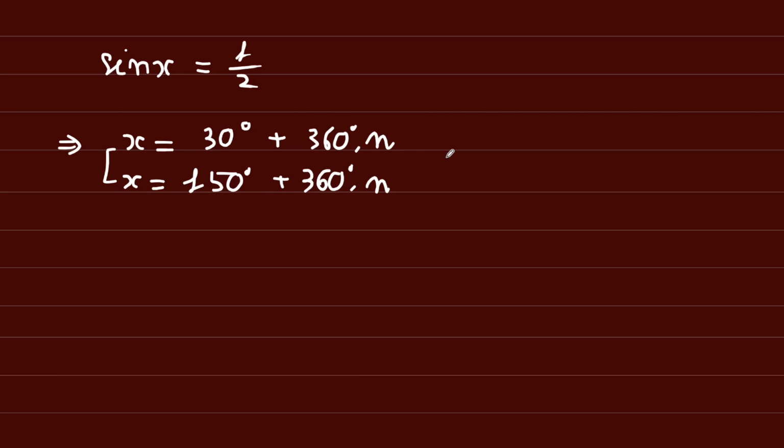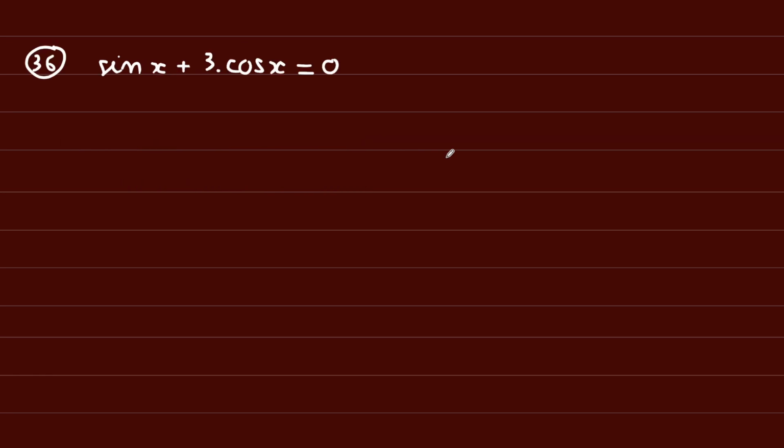Yeah, we are going on to 36. And for this question, you one more time have a problem: sine x plus 3 cos x equal to 0. And how about this one? You can see that the first thing I need to try is how about if cos x equal to 0.